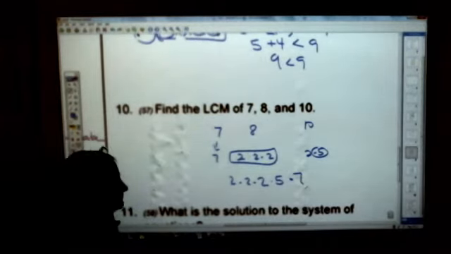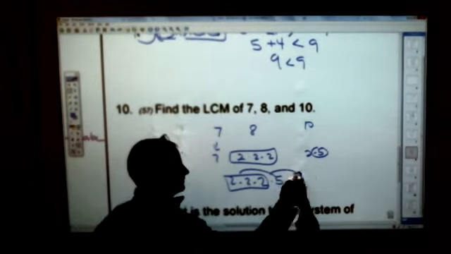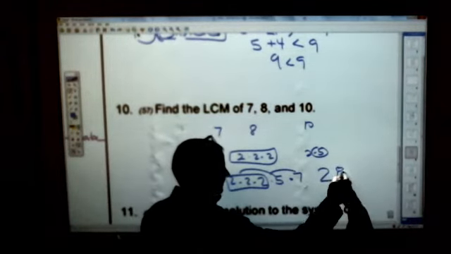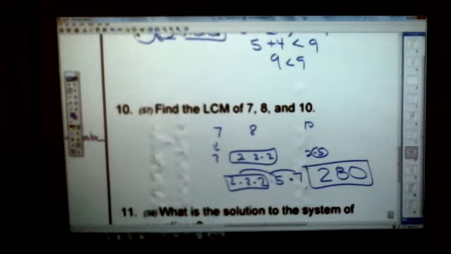Because this times this gives you 8. 8 times 5 is 40. 40 times that is 280. Anybody else want to share where they went wrong? Because a number of you said 140.